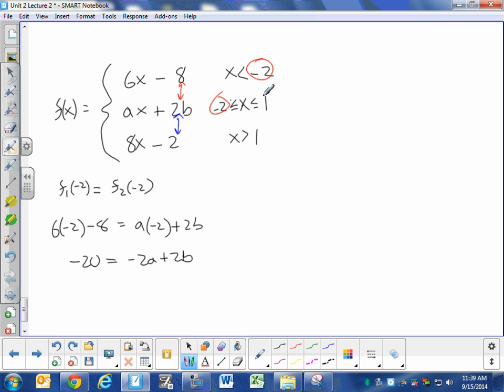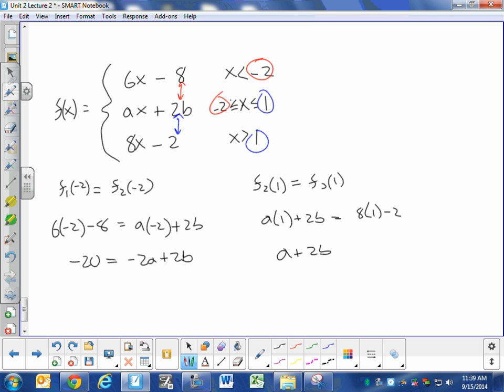Middle and the bottom have to meet up at 1. So the second guy at 1 needs to equal my third guy at 1. Well, this produces another equation with a's and b's. Well, we have 2 equations and 2 unknowns. We actually need 2 equations with those 2 unknowns to solve for those unknowns.